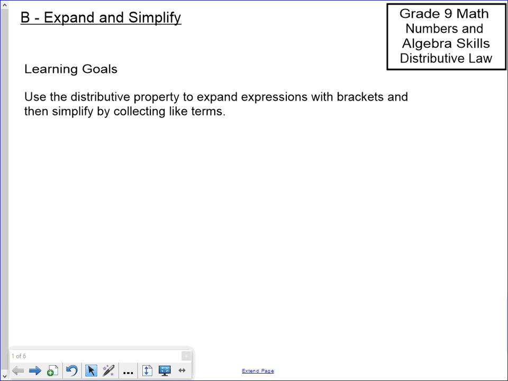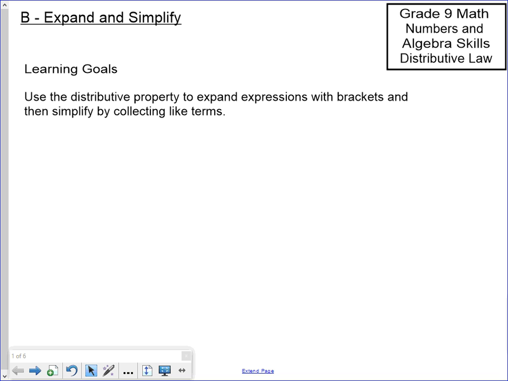All right, so in this lesson, we're going to continue our work on numbers and algebra skills, and we've been working on the distributive law. So today we're going to look at expanding and simplifying. So what we want to be able to do is use the distributive property or the distributive law that we talked about last time to expand expressions that have brackets in them, and then we're going to take it one step further and simplify those expressions by collecting like terms.